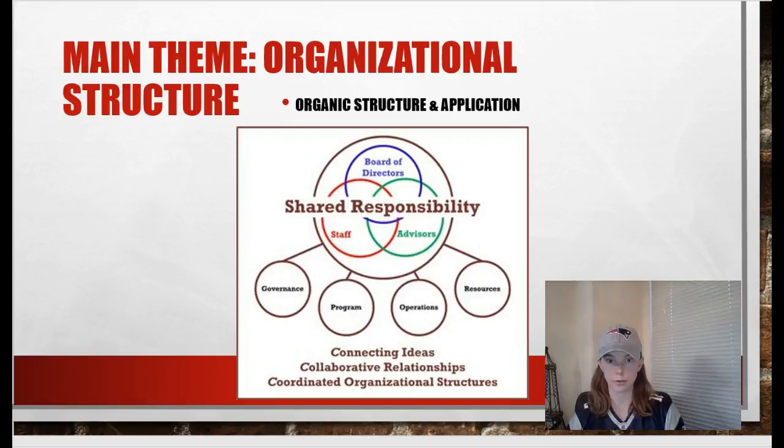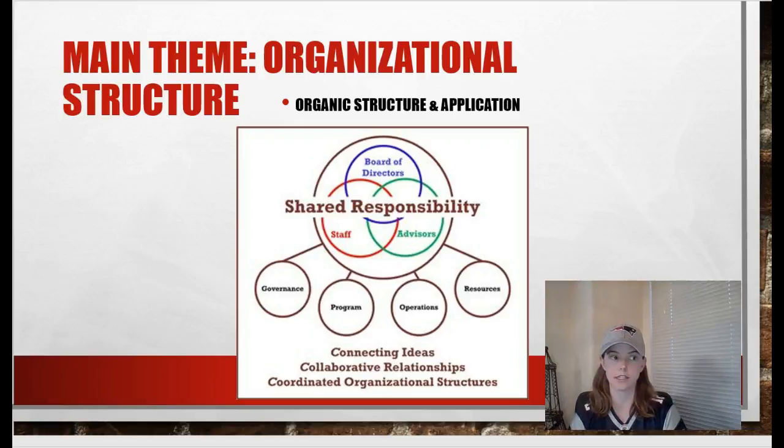But of the 2, the book did mention that the organic structure was preferred among nonprofit organizations, and they attributed that really to the values that are in nonprofits, this sense of bringing people together for a stake in the mission, whether that's stakeholders or staff or volunteers, all coming together and having this sense of shared purpose and shared responsibility.